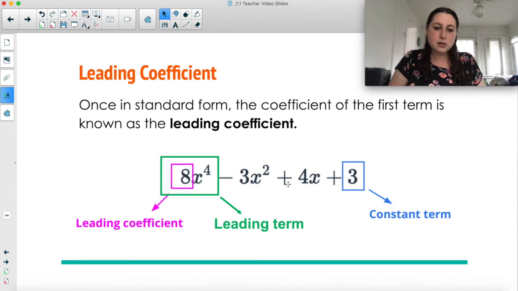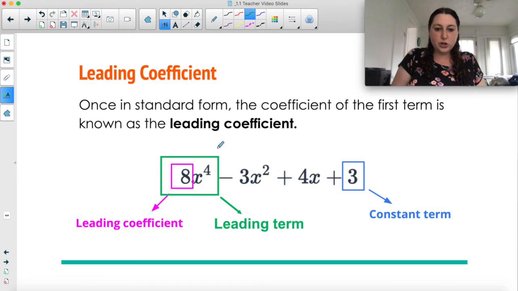And leading coefficient, once it's in standard form, the first term, meaning the biggest degree term, is known as the leading term, and then the coefficient of that term is known as the leading coefficient. It has a special name because it has relevance later when we get into graphs and certain cool properties based on the leading coefficient. For now, you just need to be able to recognize the leading coefficient. And like we already said, the constant term would be the one without a variable.